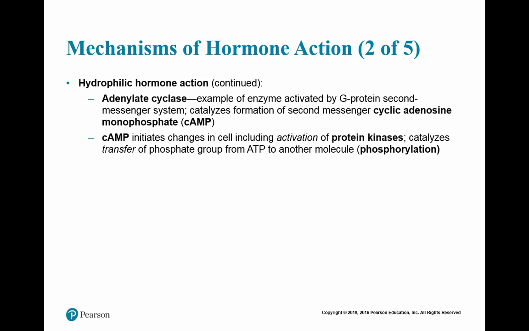Adenylate cyclase is an example of an enzyme that the G protein activates to form the second messenger. And the second messenger it forms is cyclic adenosine monophosphate. And that will cause changes in the activation of protein kinases. And that makes it so that you can transfer a phosphate group from one ATP to another molecule.